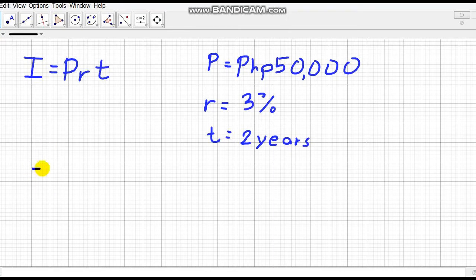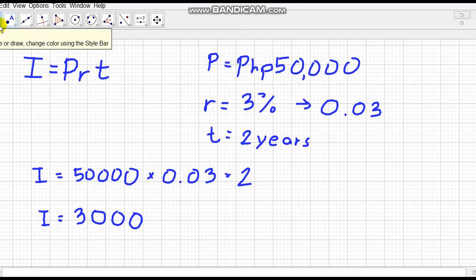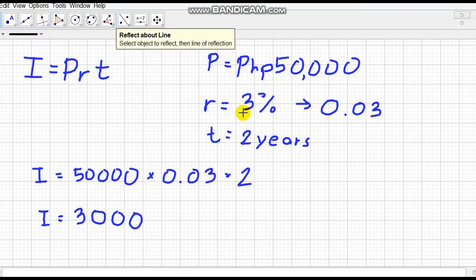So we're going to substitute the values here. Let's not forget that in dealing with the rate, this should be converted to its decimal form. So 3% is 0.03. Therefore, the interest is 50,000 times 0.03, that's the rate, times the time, which is 2: principal, rate, and time. Therefore, the interest is 3,000.